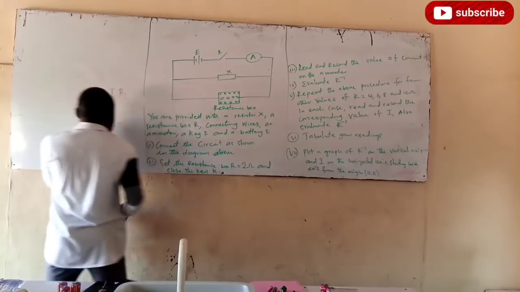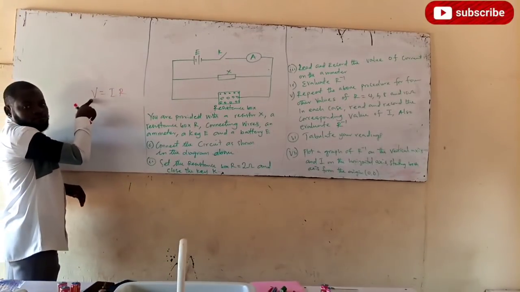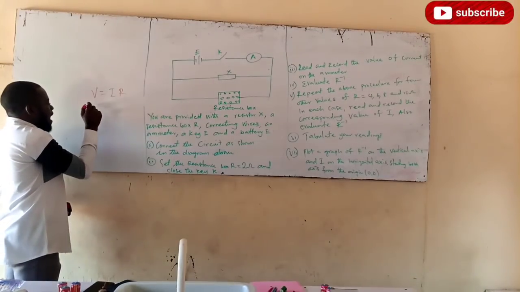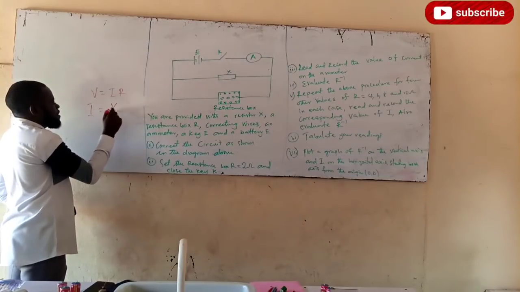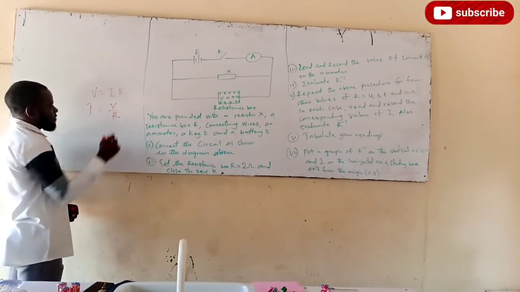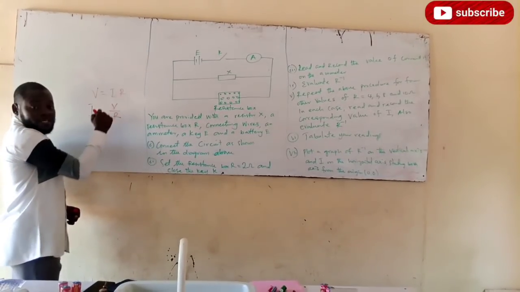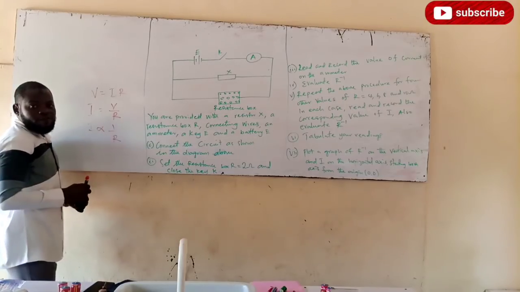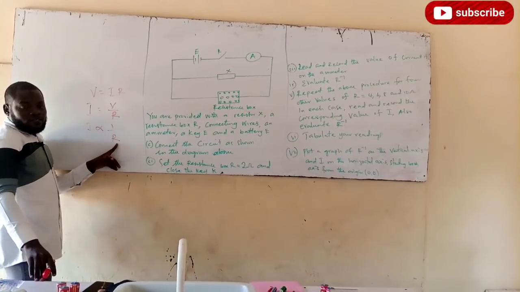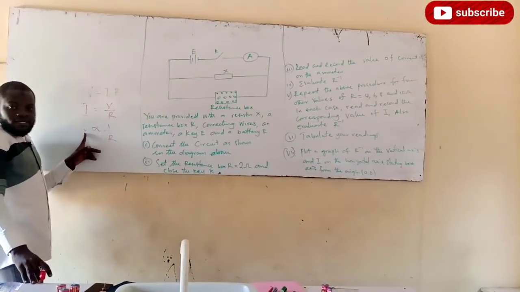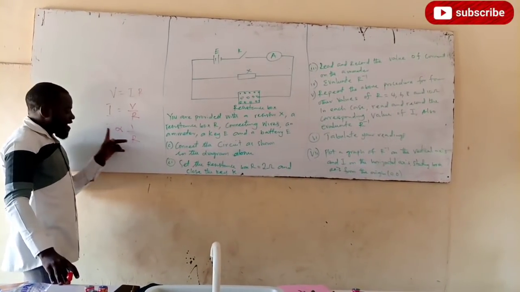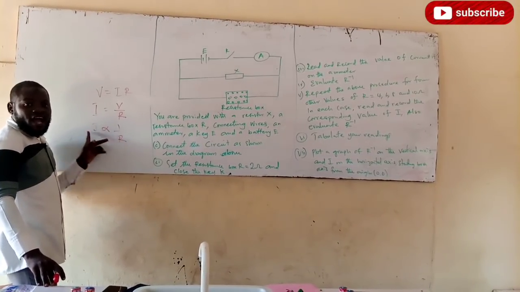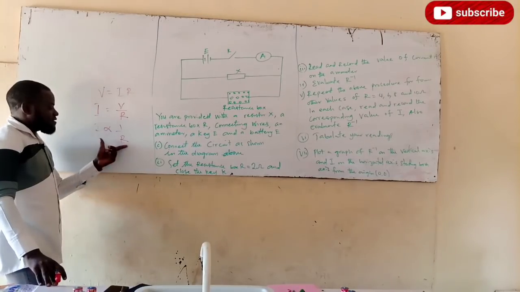Now watch. From here, if we keep V constant according to this experiment, you will see that I is equal to V divided by R. Note that V is a constant. So if V is a constant, it shows that I is inversely proportional to R. Therefore, as R increases, the current I is said to do what? To decrease. As R increases, I is said to do what? Decrease. That is the relationship between them.